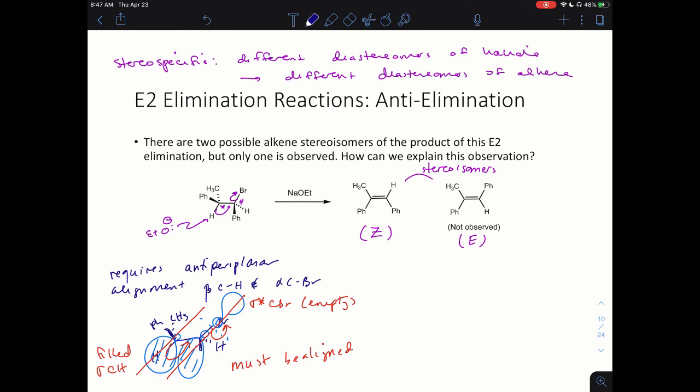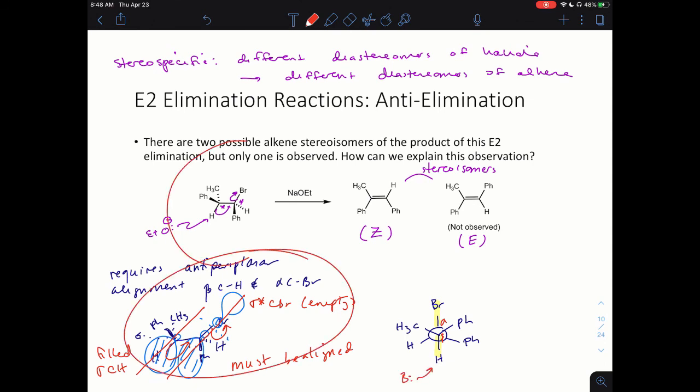So what we can do is draw a Newman projection, which everybody is going to be really happy about. So recall Newman projections from earlier in the class. And this is what the Newman projection would look like in the reactive conformation of the molecule, which is the one that has the alpha CBr bond and the beta CH bond aligned in this anti-periplanar conformation. So this is the one that reacts. This is the one I have drawn right here and right here.